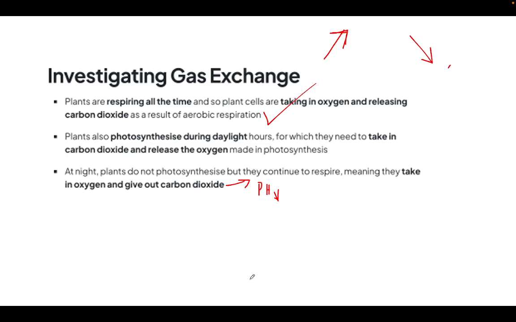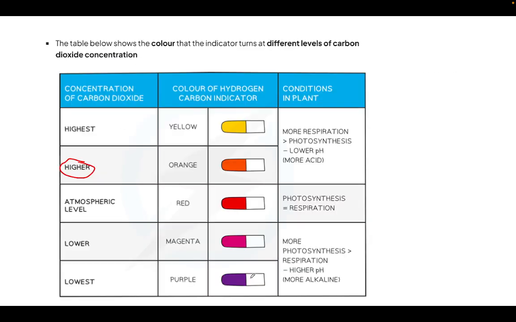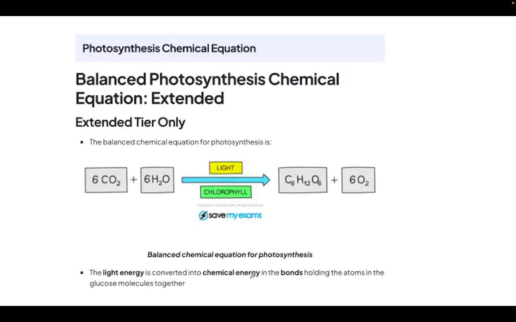Understand, in the light, photosynthesis will happen, the pH will increase because we have less acid there, and that's how we're going to end up with the purple color. But in the dark, respiration is there, happening. With respiration, so you should understand what it means. Carbon dioxide concentration will be more because respiration releases more carbon dioxide and all that. All right, I hope it is clear.